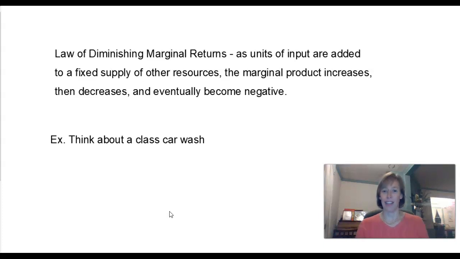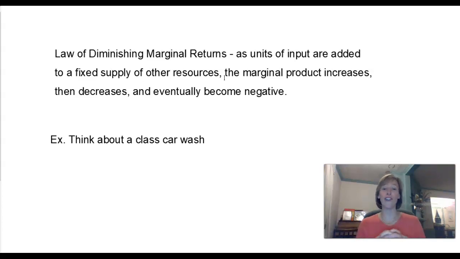In the class car wash example, as units of input are added, let's stop right there and we'll establish the units of input would be students working at the car wash. So they're going to be your labor input. They've come, they're ready to work at the car wash. When they are added to a fixed supply of other resources, let's pause right there. There'd be a fixed supply of other resources, things like the hoses, sponges, and soap.